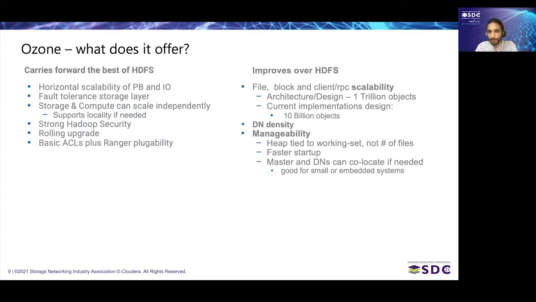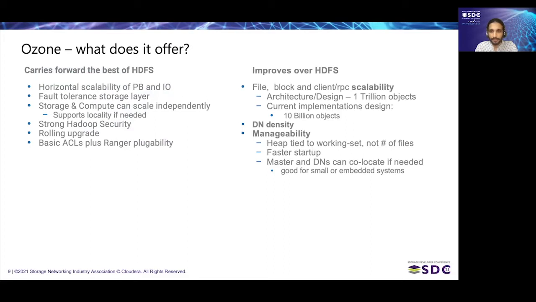Then data node density. The typical data node capacity for HDFS cluster is around 100 TB. Beyond that, there can be some pressure on name node due to dense block reports and some other issues. Ozone can support a data node capacity of around 400 TB today. This is largely due to the container abstraction. Ozone SCM has to deal with a much smaller number of entities due to the container abstraction.